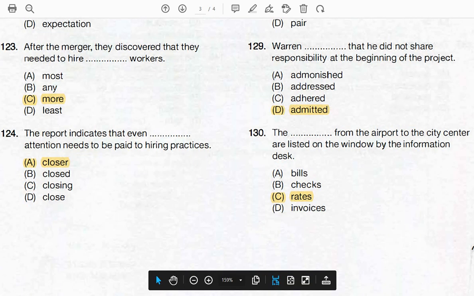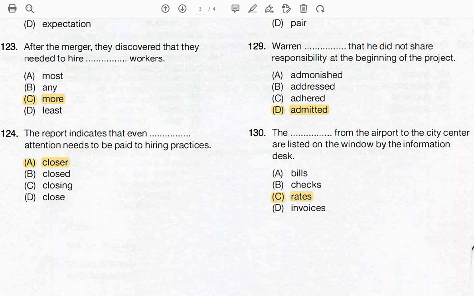So next, Warren admitted that he didn't share responsibility at the beginning of the project. So admitted is the only word that makes this sentence meaningful. A option admonished, B option addressed, and C option adhered. All these options are participles. However, none is meaningful in this sentence.